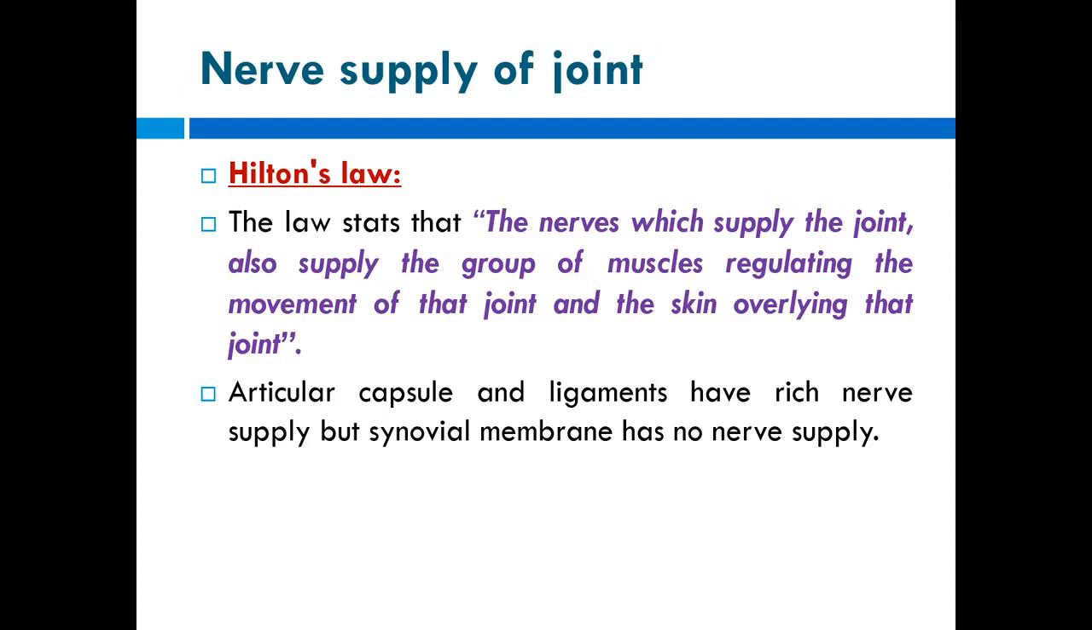So it is quite interesting that the same nerve root value they are having, these nerves are not only supplying the joint but also supply those muscles which are actually acting on that joint, and obviously the skin which is present over that joint is also supplied by the same nerves or their cutaneous branches. Articular capsule and ligaments have rich nerve supply, obviously, but synovial membrane has no nerve supply.